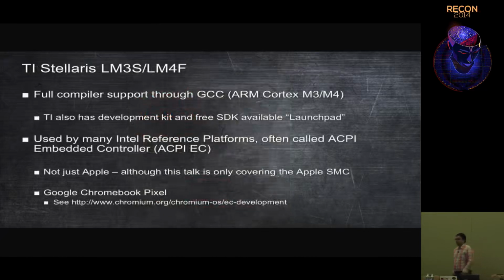So to actually compile code against this, you can use GCC. It's a standard ARM Cortex M4 core, so you just target the M4, and you can build on this. TI even has a free evaluation kit and an SDK they call the Launchpad. And it's actually only $12. So you can go to TI's website and get the physical board that has not exactly the SMC chip, but a very similar one. Basically same processor, same memory map, and you can use that to basically play around, write some code, etc.